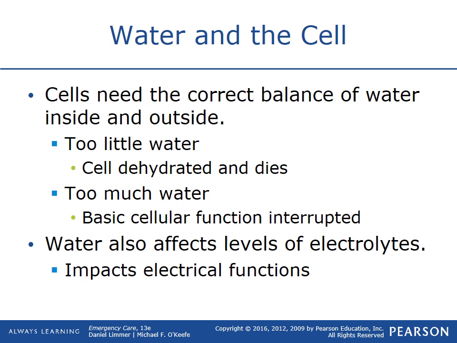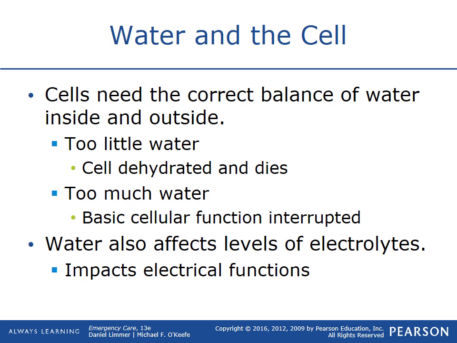The cells need water. There's three things the cell needs: water, glucose, and oxygen. But let's talk about the water first. You got to have the correct balance of water inside and outside the cell. If you've got too little water, then the cell is dehydrated and it can't function, it dies. If you have too much water, then it still can't function as well. It's interrupted.